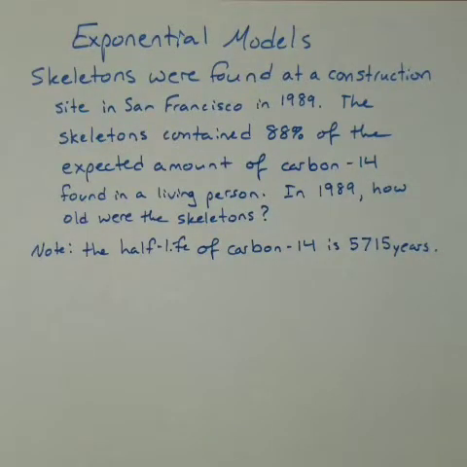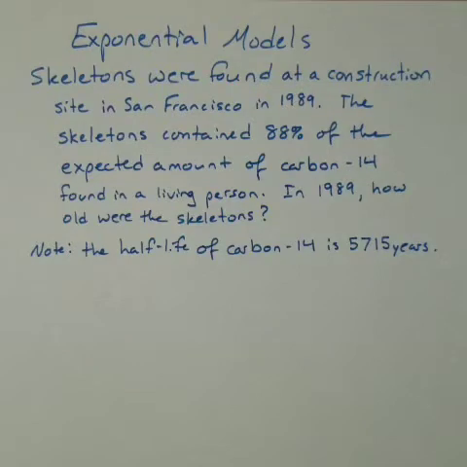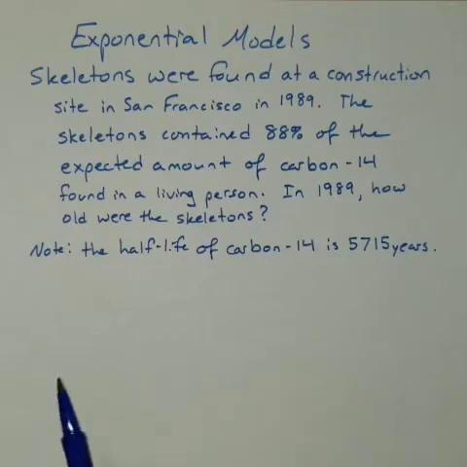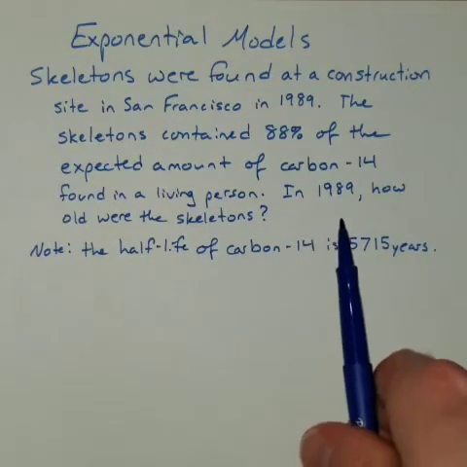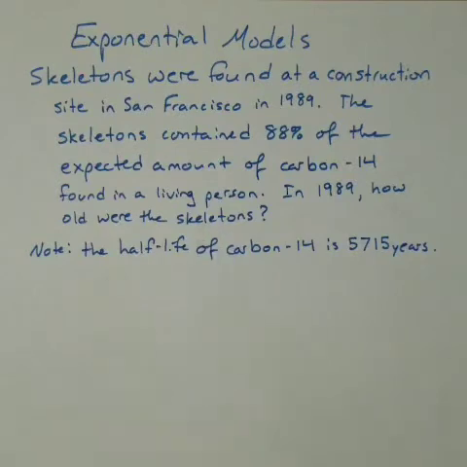Now, just as a bit of background, when a person dies, the carbon-14 stops replenishing itself from the food they're eating, and so it starts to decay. Now, it's always been decaying, but a living person will continue to consume carbon-14. When they die, they stop that process, so then it only decays, and that's how they determine that. So, in 1989, how old were the skeletons?